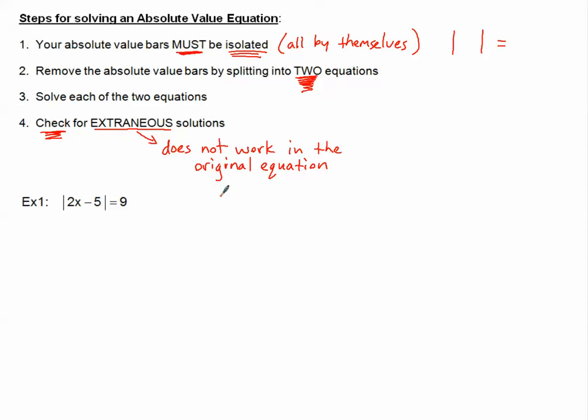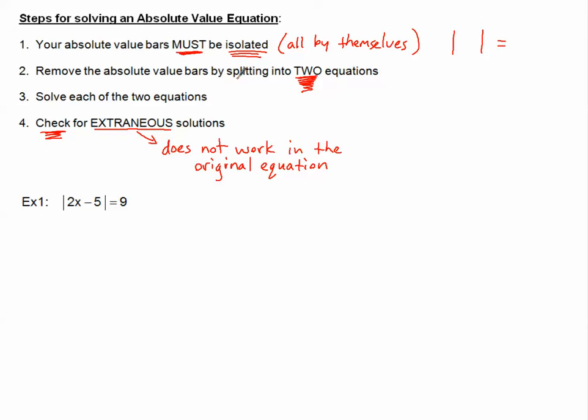So here's our first example. We have the absolute value of 2x minus 5 is equal to 9. My first step is my absolute value bars must be isolated. They must be all by themselves. They must be the only thing on one side of the equation. And that's true. We already have it. It's all by itself. There's nothing attached out here. There's nothing attached out here. So we're good to go to step 2.